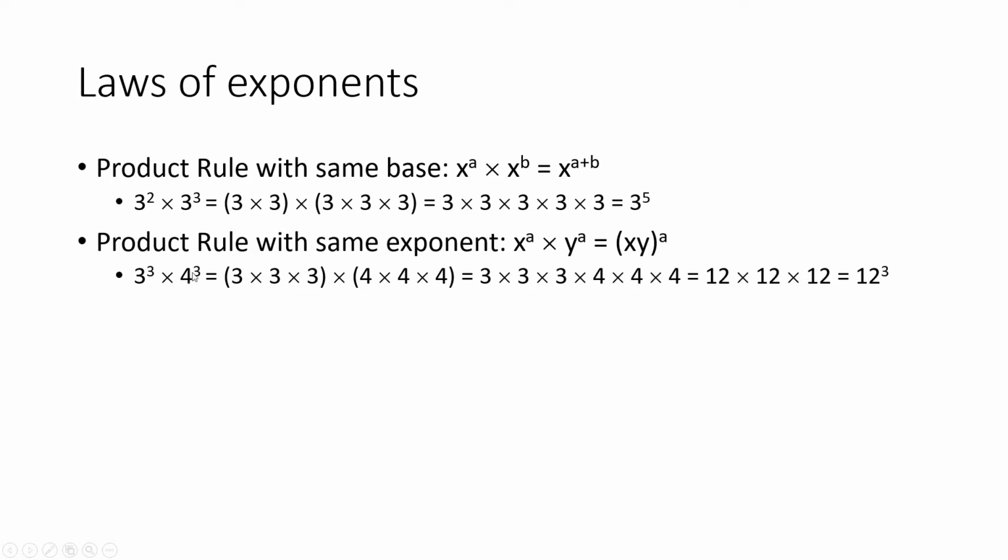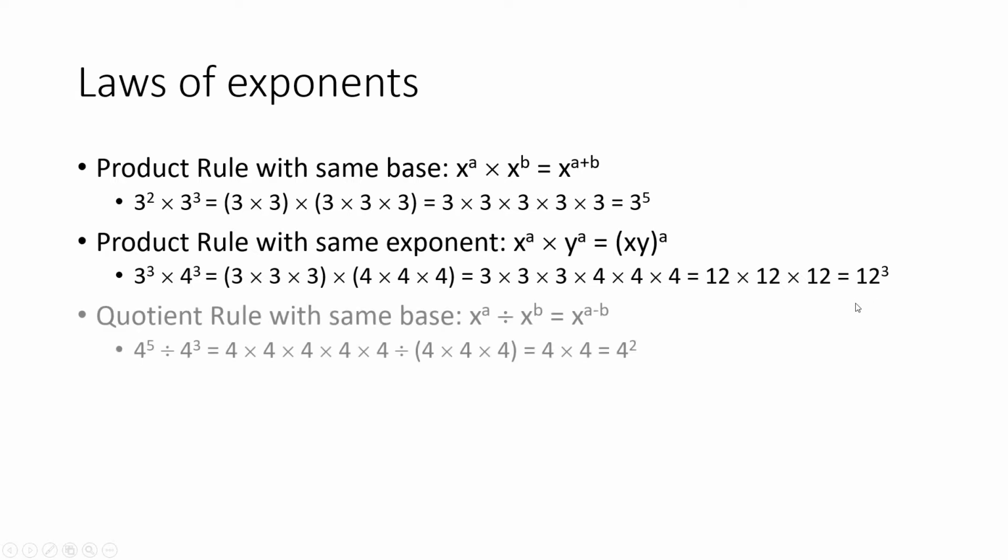3 cubed times 4 cubed. So there's 3 cubed, there's 4 cubed. And if you take all those and multiply them out, you'll get 3 times 4 times 3 times 4 times 3 times 4. In other words, 12 times 12 times 12, or 12 cubed. So 3 times 4 is 12. You've got x times y all cubed.